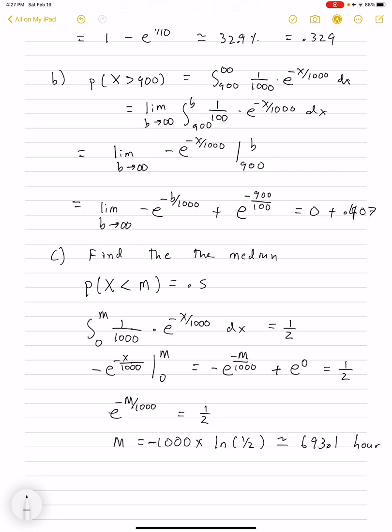So this is how many hours the light bulb is expected to last for at least 50% of the observations. Okay. Notice that the mean and median are different values. That's pretty typical for an exponential distribution.